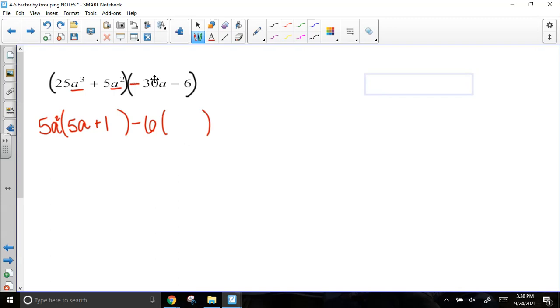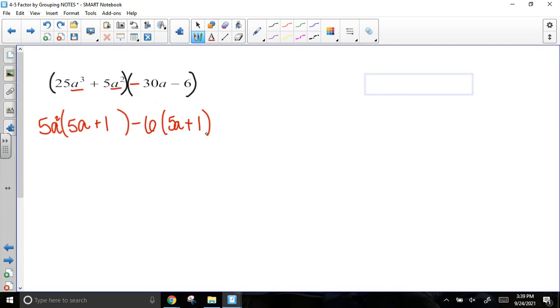So let's give it a try again. We're going to divide each term by negative 6. So negative 30a divided by negative 6 is a positive 5a. Negative 6 divided by negative 6 is a positive 1. So we pulled out that negative 6 from these two terms. Again, if you want to double check, imagine that you are redistributing that back in. You should get back to the original problem.